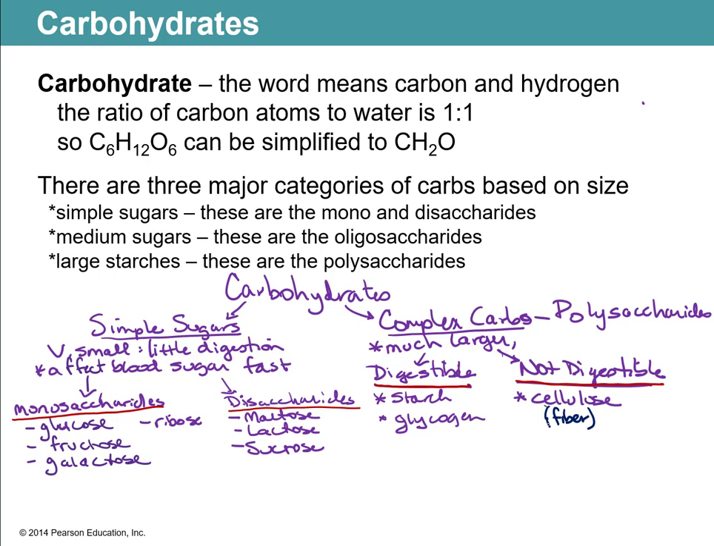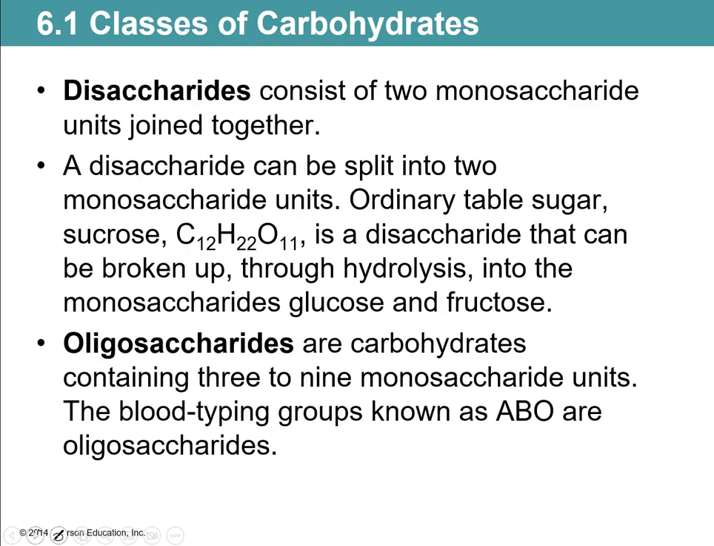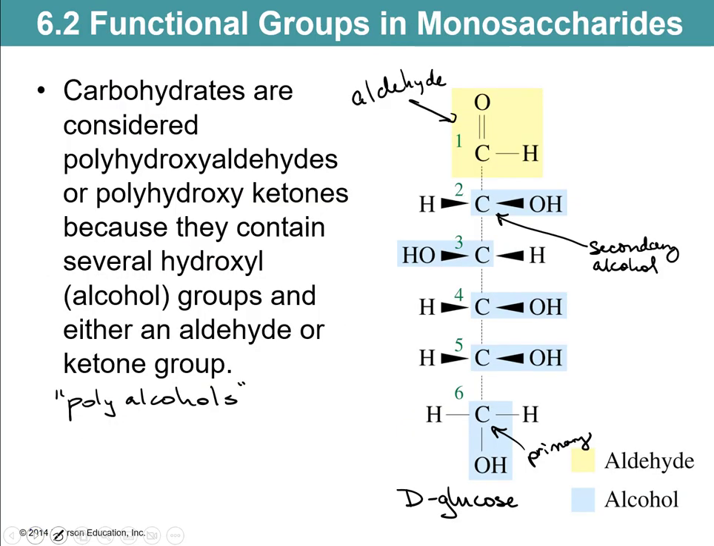Okay. So last time we started with the monosaccharides and looked at characteristics of monosaccharides. Remember I said that monosaccharides either have aldehydes or ketones. They tend to be 5 and 6 carbons in length. And they're polyalcohols. Remember, that means many alcohols. And if you look, it really looks like every carbon, except for carbon number one, has an OH.